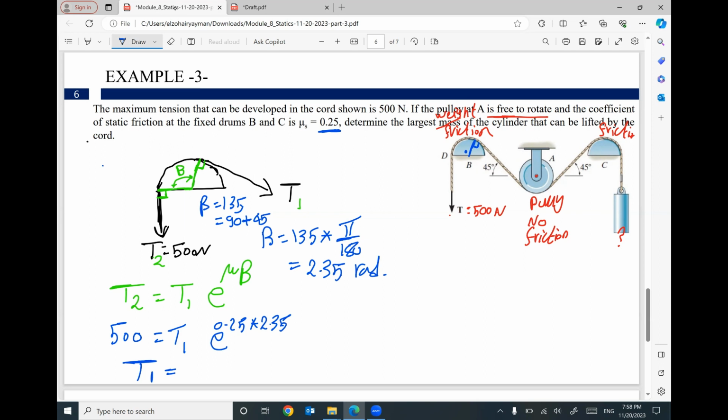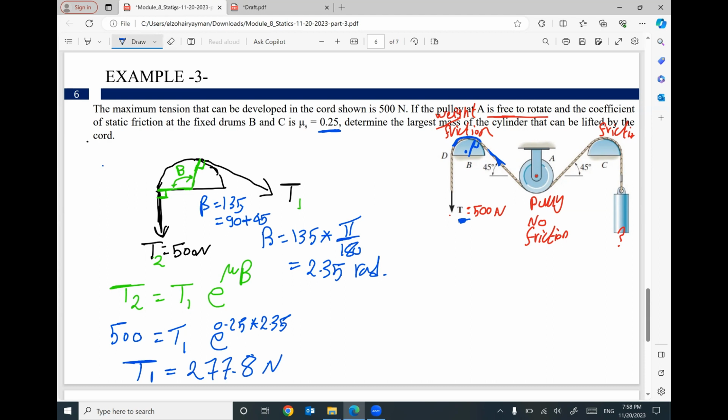So let me check how I can do it. So I have e to the power 0.25 times 2.35. I got it. Divided by 500, 1 divided by the answer. T1 will be 277.8 Newton. As I mentioned, you are applying force here 500. However, the force in this cable will be only 277.8. The rest goes to the friction between the cable and the surface.